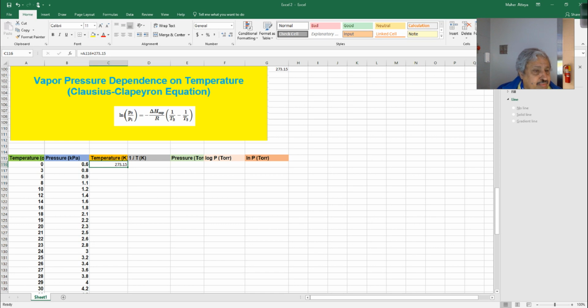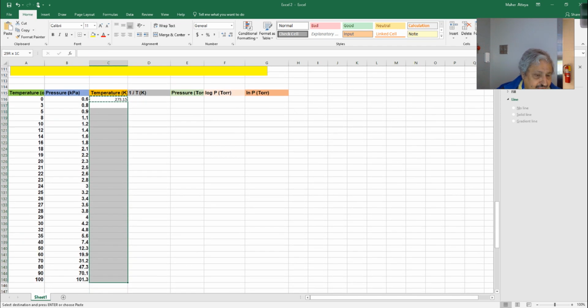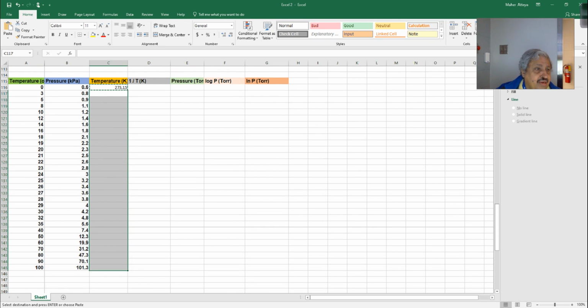So it came out to be 0 centigrade Celsius, 273. Correct? I can make it bold, and I'll format it later on. Then I have to copy this column to the rest of all the columns we have here. Okay, guys? Paste it.